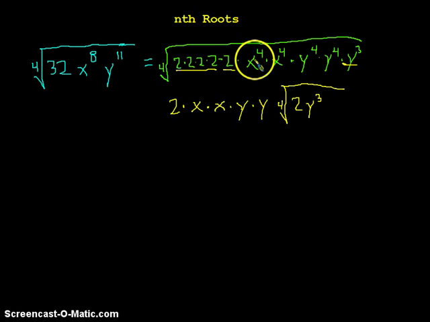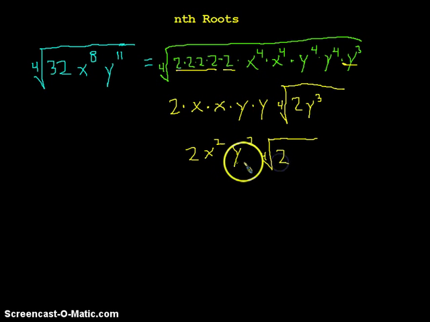Now, normally, if I had an even power and it becomes an odd power, then I would put absolute value signs. But that's not really what happened here. We started with an x to the 8th, which was even, but we really ended up with x squared, which is also even. So there's no reason to put absolute value signs. And the same with the y squared. So we end up with this. The 2x squared times y squared times the 4th root of 2y cubed. And that is our final answer.